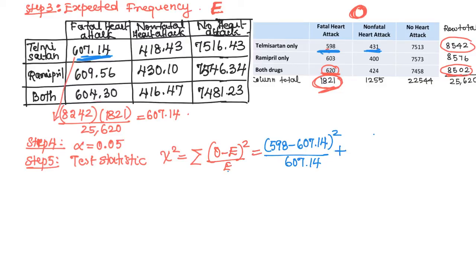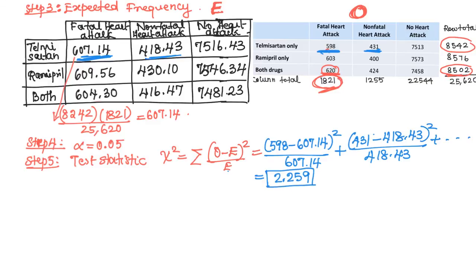Then take the next one, (431 minus the corresponding expected value 418.43) square divided by 418.43. Do the same procedure for all the cells and add everything together, and you will get 2.259. So this is the test statistic. Now find the critical value.